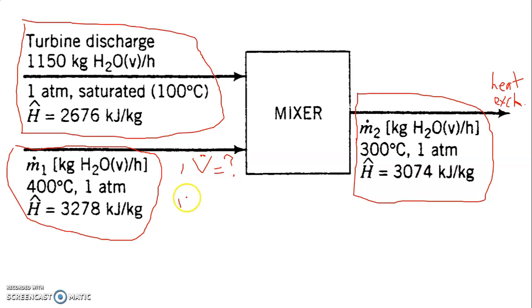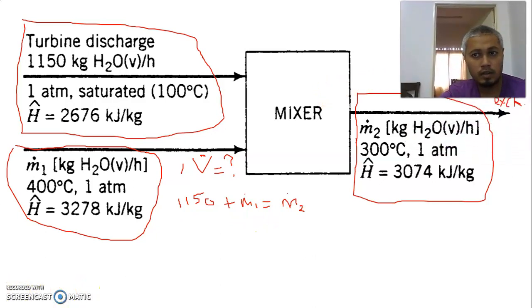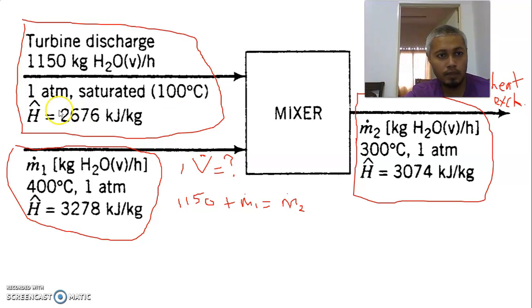Okay, so we have 1150 plus M1, because there are two inputs and one output, so the output is M2. Okay, now let's check how we get the value of here.